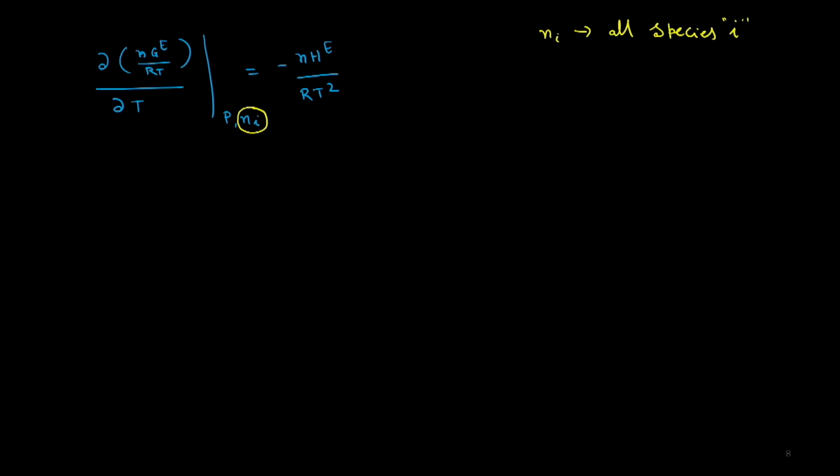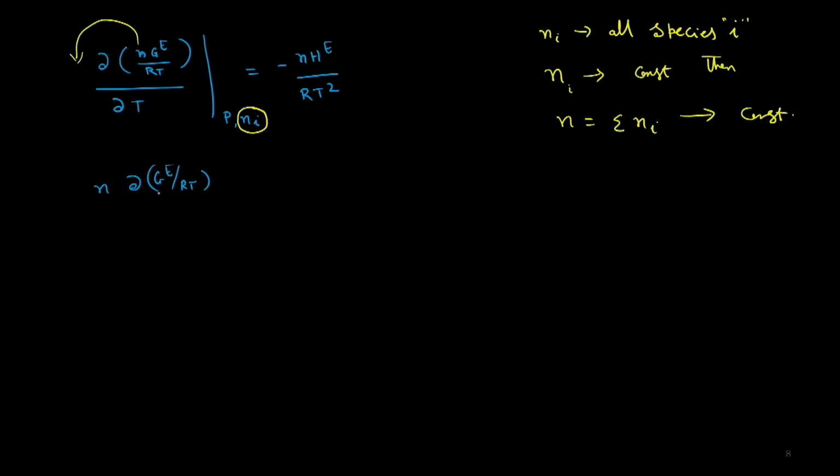If moles of all species i are held constant, then N, which is the summation of Ni, will also be constant. If N is constant, then this can come out of the derivative here, right? And on this side I also have N, so that will cancel out. N times the derivative of GE by RT over ∂T. And because Ni is constant, xi is also constant. Ni is constant, N is constant, so xi, the mole fraction, needs to be constant.